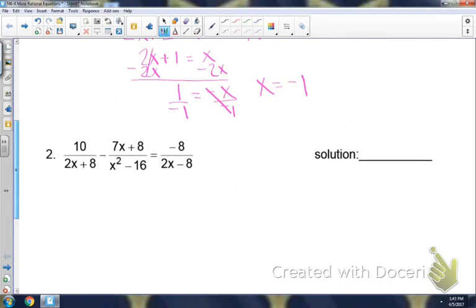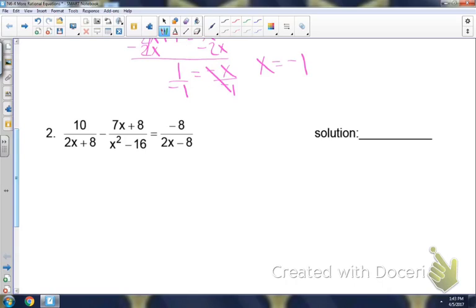Okay, so number 2, we need to find the LCD because we have 3 fractions. Okay, so LCD first. Notice we have a 2 in common. You're left with x plus 4. So I'm bringing that down from the first denominator. Second denominator, I can factor that. That's difference of squares. That would be x plus 4, x minus 4. So notice we already have the x plus 4, but we do not have the x minus 4, so I need to bring that down.